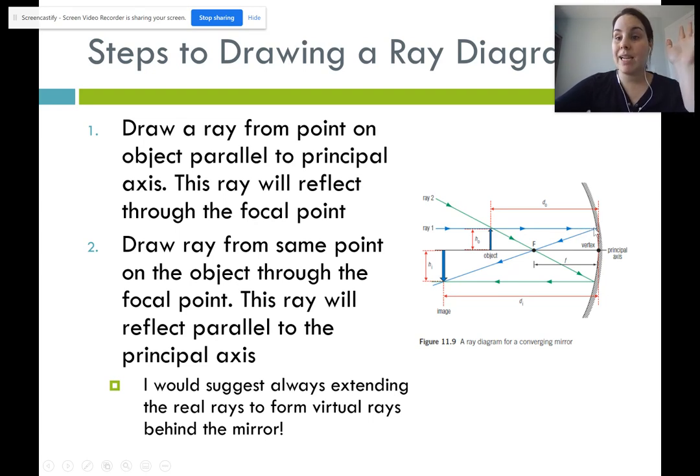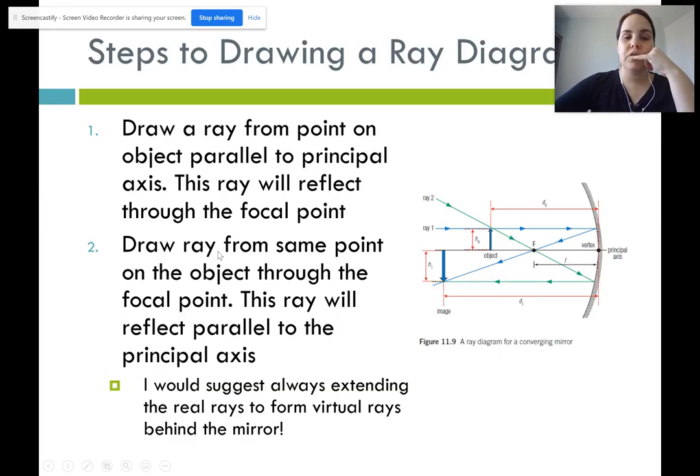Now, remember, when it hits the mirror, it's going to reflect like light does in a planar mirror. And it says this ray will reflect through the focal point. So when it hits the mirror, I'm then going to make sure that the line, when it bounces off, goes right through that focal point. So the first ray that I've drawn right here is that one from step one.